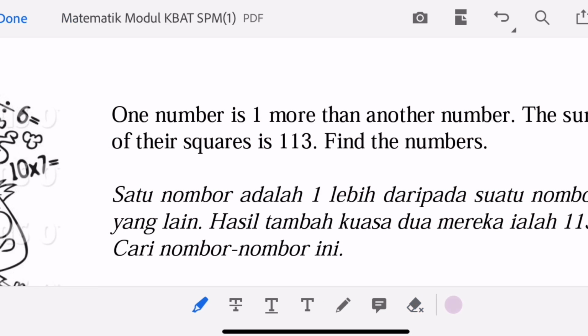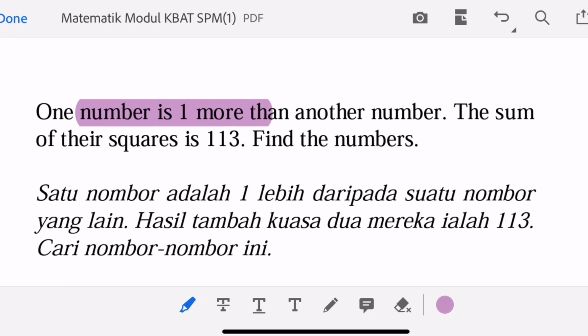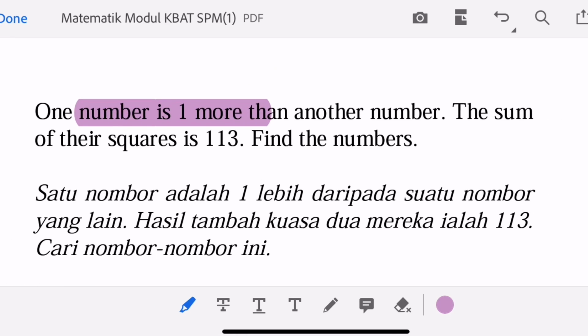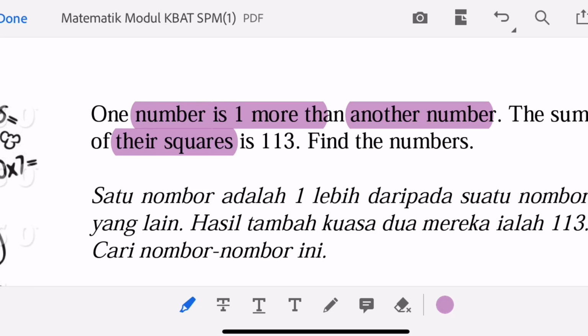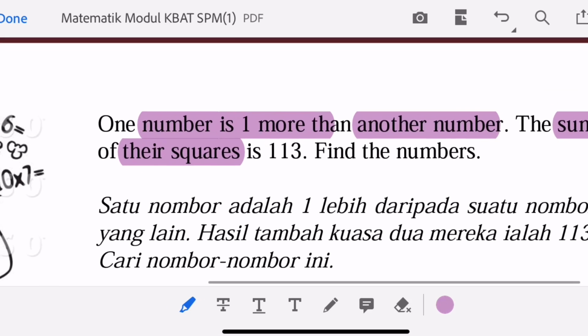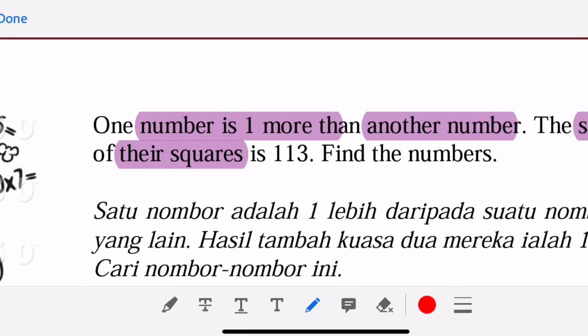Okay, now this is the last question that I would like to share with you. You have one number. Okay, this number is one more than another number. So the number was not given, so you have to use unknown. And the sum of their squares is 113. So you must know how to use unknown. Let's say the number is another number. Okay, so you can use another number as x.